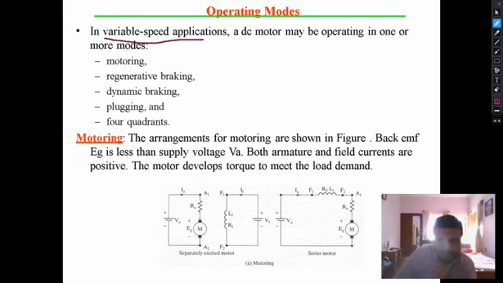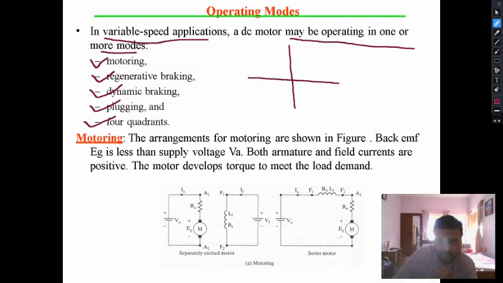So in variable speed applications, a DC motor may be operating in one or more modes. So what are the modes? Motoring, regenerative braking, dynamic braking, plugging, and obviously it is going to operate in all the four quadrants. So now I will just give you a recap. So this is all the four quadrants of the torque speed plane.